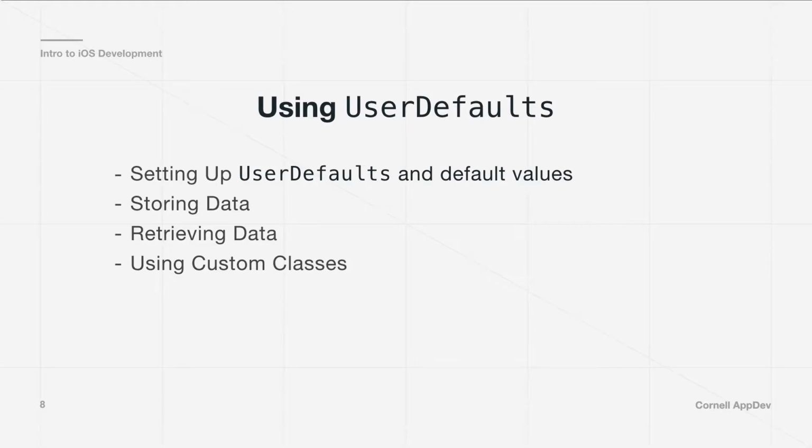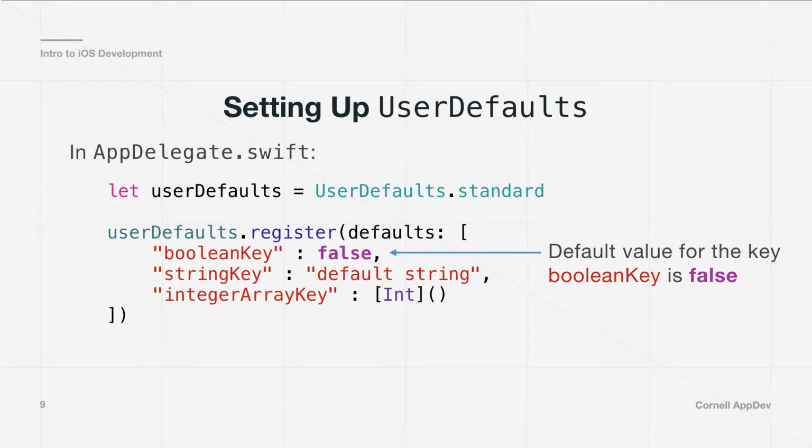Using user defaults, we're going to talk about setting up user defaults and default values, storing data, retrieving data, and using custom classes. Setting up user defaults is pretty simple. You instantiate this UserDefaults standard object, and then you register a dictionary, which is similar to JSON or a Python dictionary or a Java hash map, in that you map a string key to whatever value you want to be associated with that key. In creating this dictionary, you can later get the data out of user defaults by referring to this key.